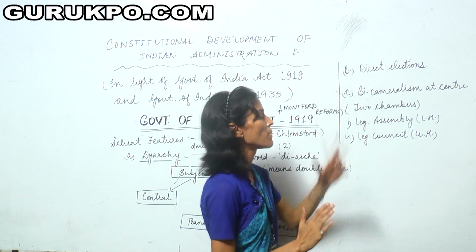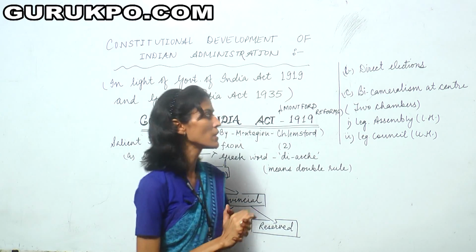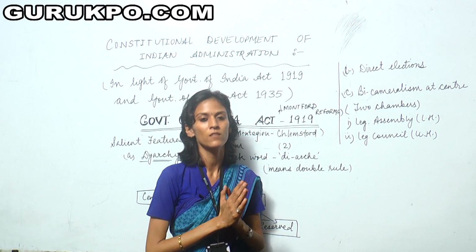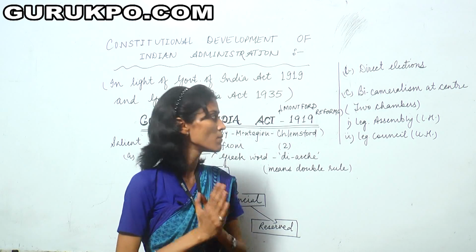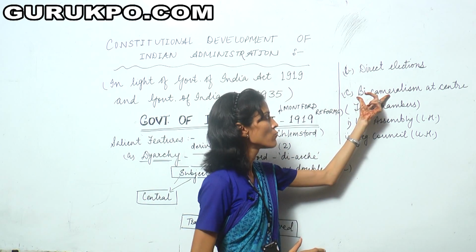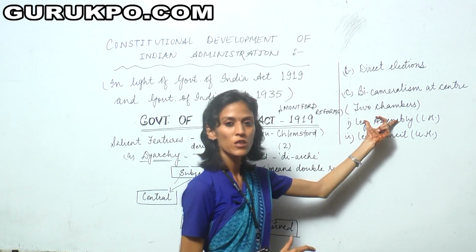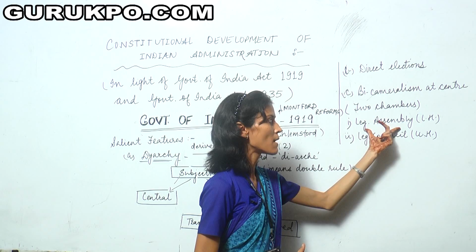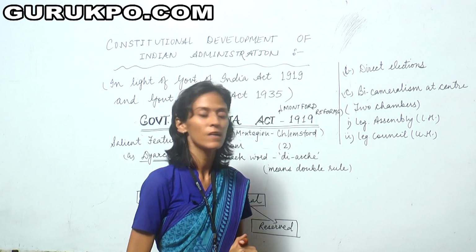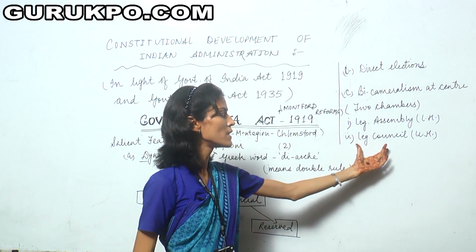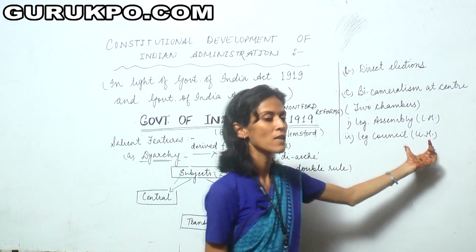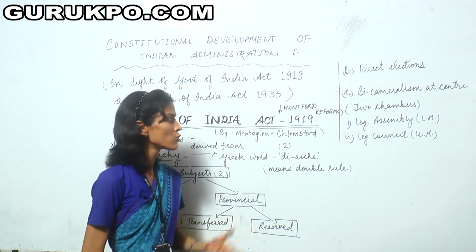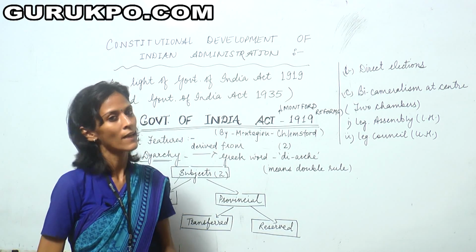And the third element is bicameralism at the center. Bicameralism means there were two chambers. Today we see that in the parliament there are two chambers, that is Lok Sabha and Rajya Sabha. Similarly, the beginning of bicameralism was started with this act. There were two chambers, namely the Legislative Assembly and the Legislative Council. The Legislative Assembly was known as the lower house, and today it is known as Lok Sabha, and the Legislative Council, which was not dissolved, was known as the upper house. Similarly, today we see its reflection in the form of Rajya Sabha. So this is all about the Government of India Act 1919.